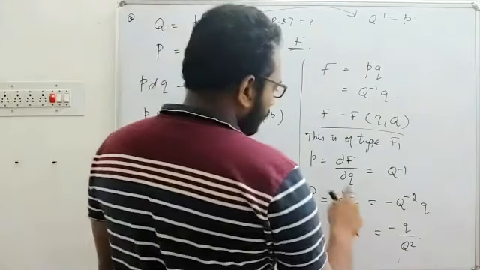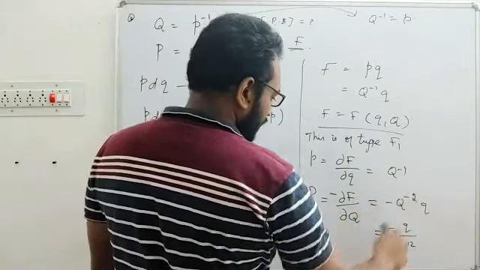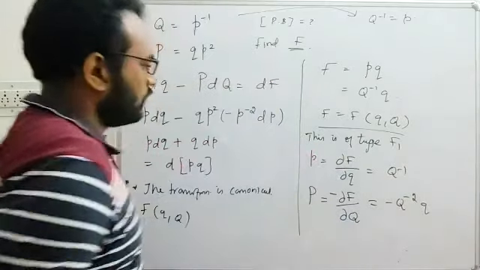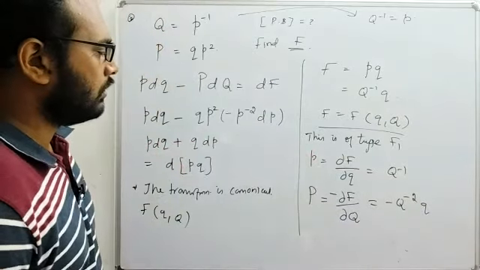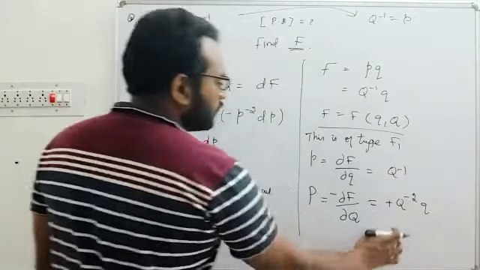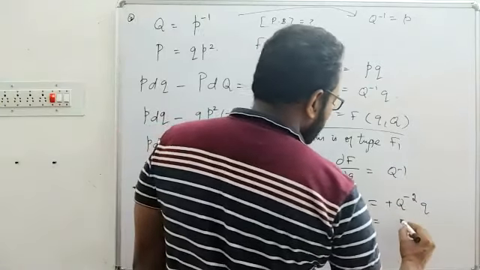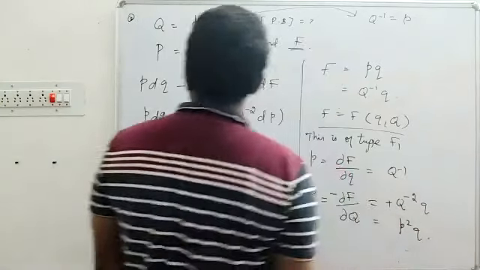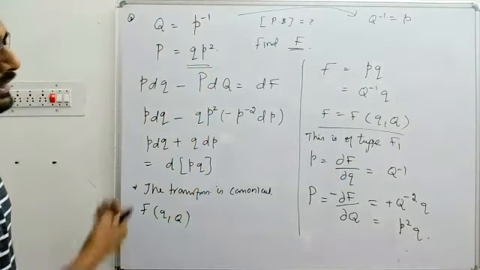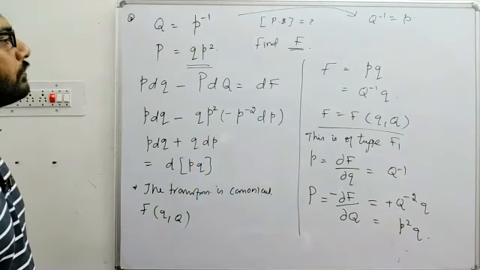Now we know that P is equal to q inverse. There's a minus there. So q inverse is equal to P. So this becomes P square q. Okay. We have got it here. So we have reproduced the transformation by these things.